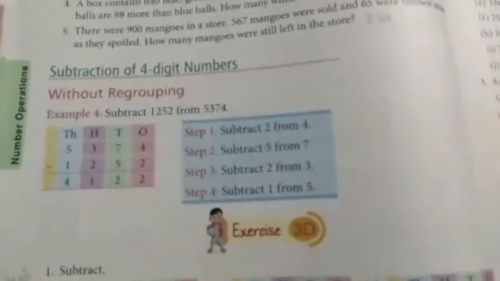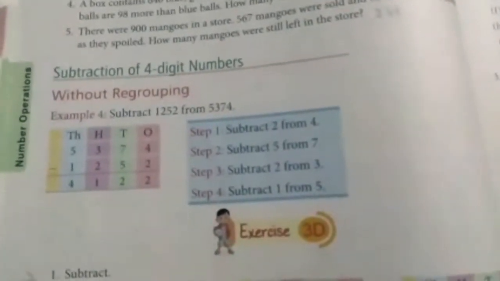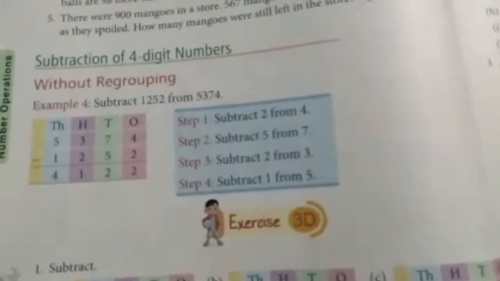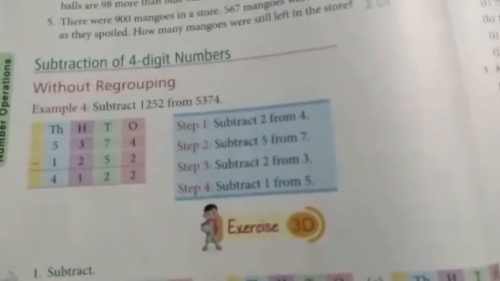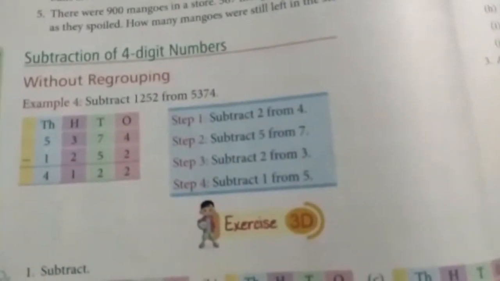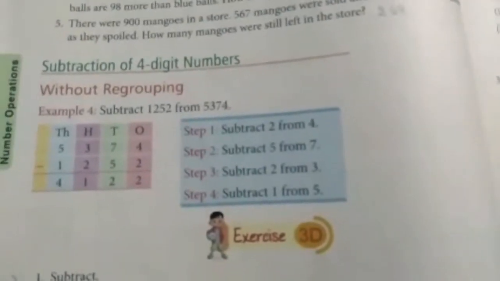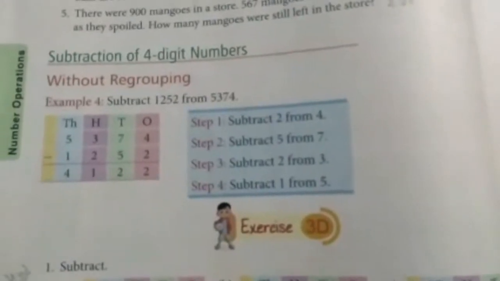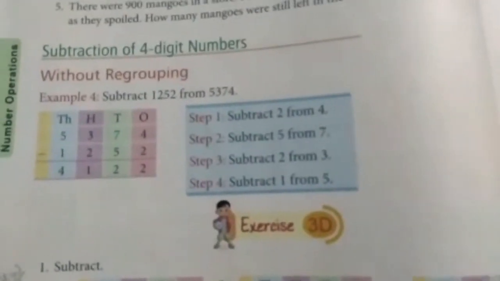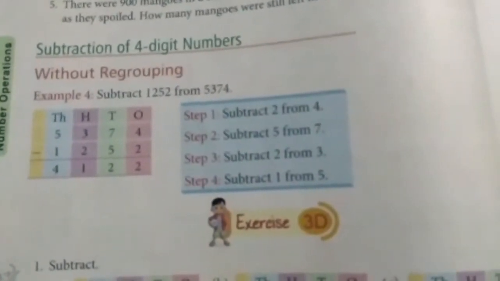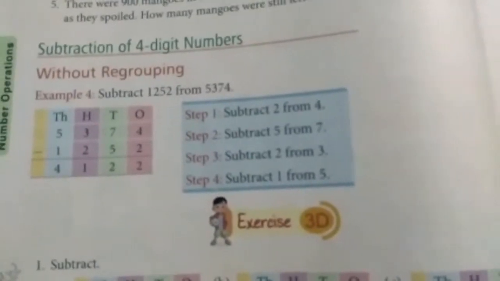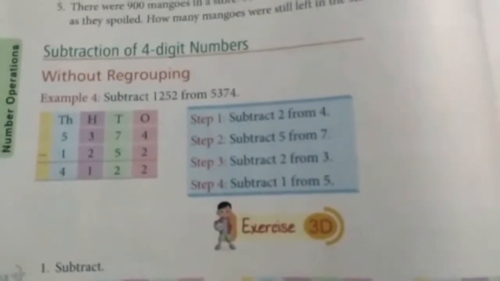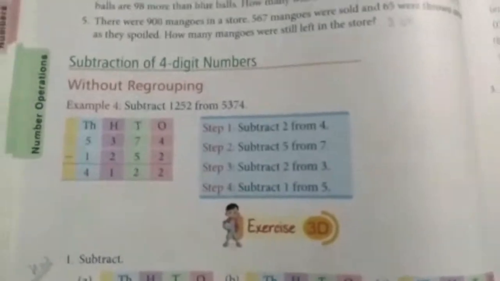So, students, this is the second part of the chapter subtraction, where you will learn about subtraction of 4-digit numbers and properties of subtraction. So, let us begin your class. When you are doing subtraction of 4-digit numbers, there are two parts. One is without regrouping and the other is with regrouping.